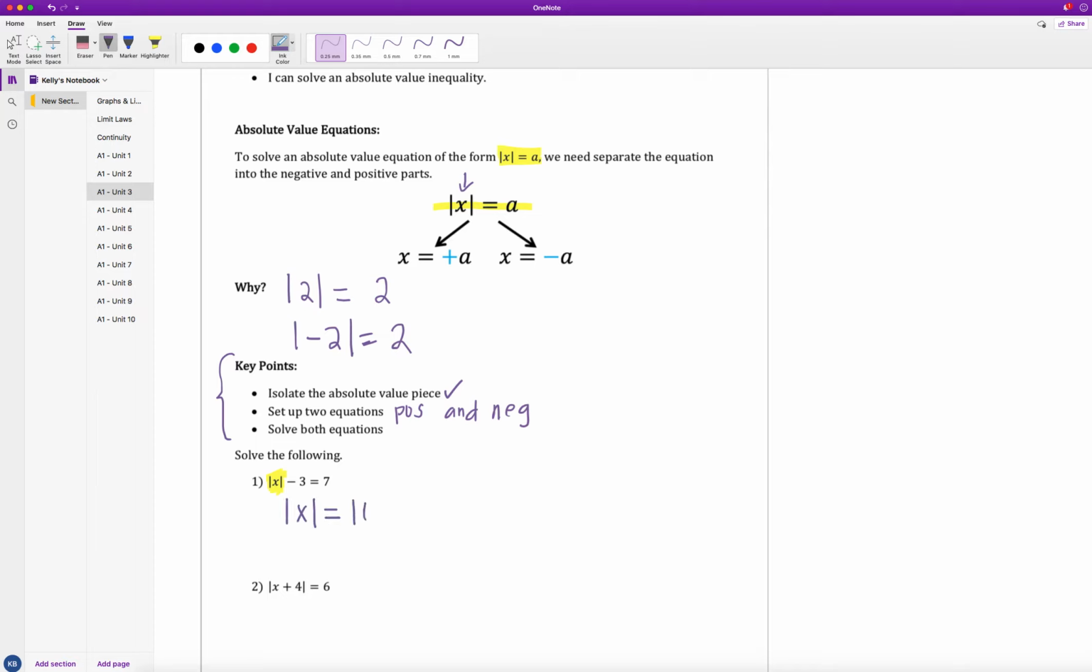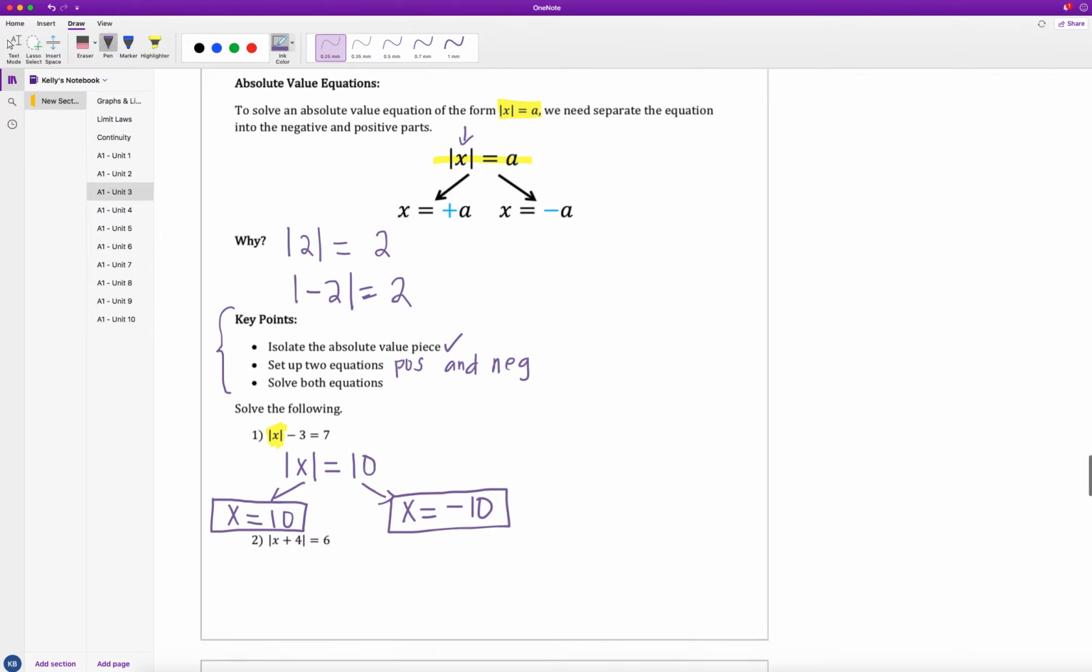So my next step will be to split this into the two equations. The first one comes with the positive piece, so where x equals positive 10. And the second part comes with the negative piece, so x equals negative 10. From here, our x is also solved for at the same time, since x was the only thing inside of the absolute value, so we have our two answers. And both are answers of this. It's not one or the other, they are both correct answers.